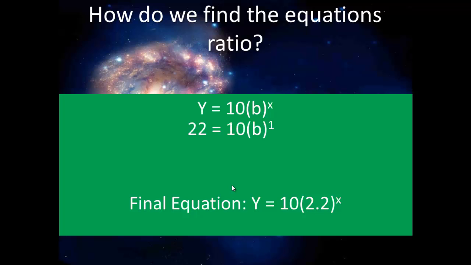So how do we find the equation's ratio? We could plug in 22 equals 10 times b to the power of 1. The 1 represents the 1 hour, and the 22 represents the number of people that were sick in an hour. By plugging that information in, we can divide both sides by 10, and we get b to the power of 1, which is just b, is equal to 2.2. And our final equation will be y equals 10 times 2.2 to the power of x.